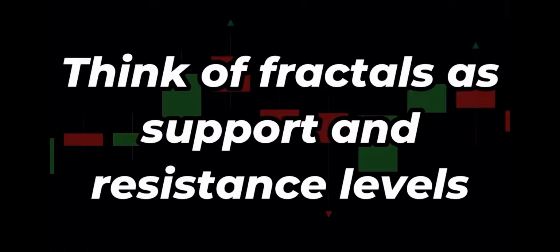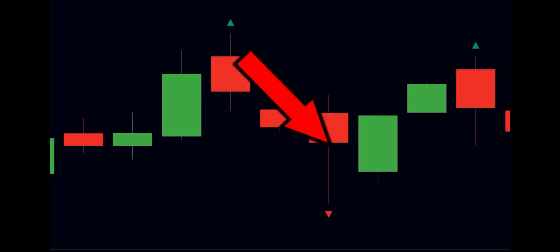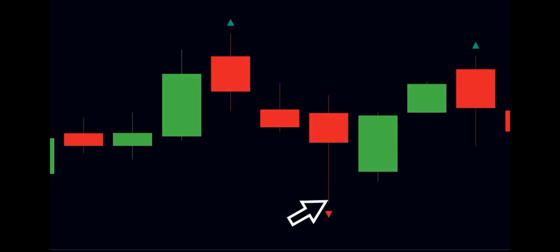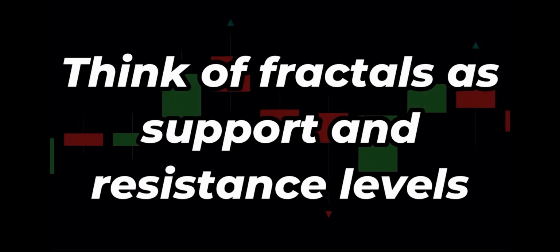The better way would be to think of fractals as short-term support and resistance levels. Whenever a bullish fractal is created, it is simply a short-term resistance level where the price found resistance and made a lower move. Similarly, a bearish fractal is nothing but a short-term support level where the price faced a support and made a higher move. We will use this ideology and think of fractals as support and resistance levels.